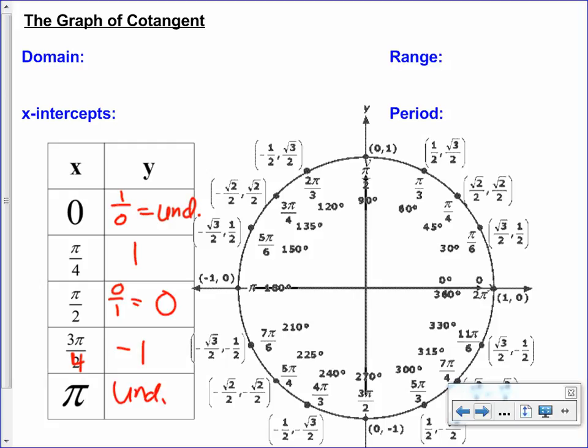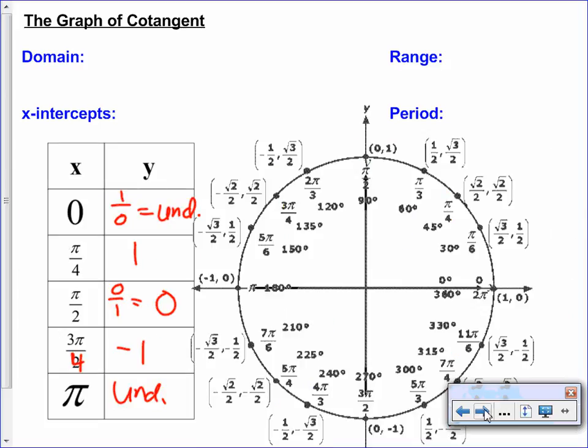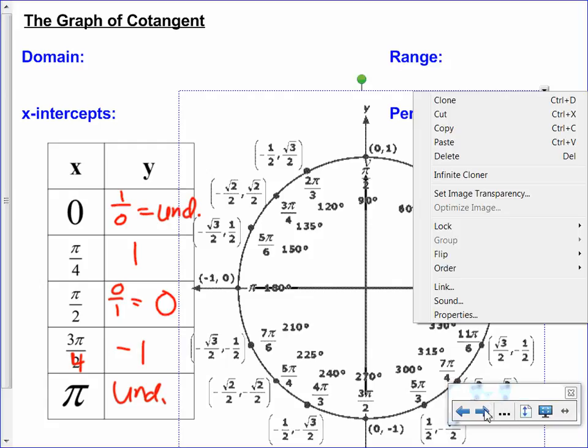So take a look at the pattern. It goes 1, 0, -1, whereas tangent went -1, 0, 1. Because tangent is going from the bottom to the top, whereas cotangent is going from top to bottom. So from pointing up to pointing down. Right? Okay. Let's graph this puppy.